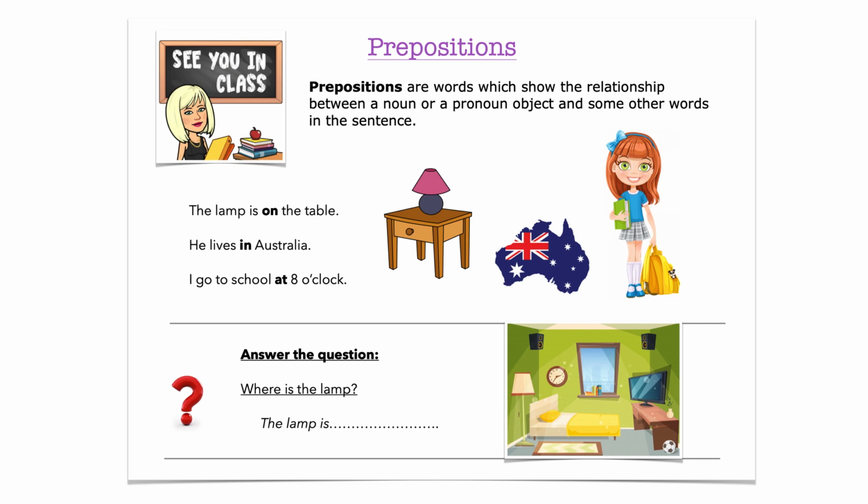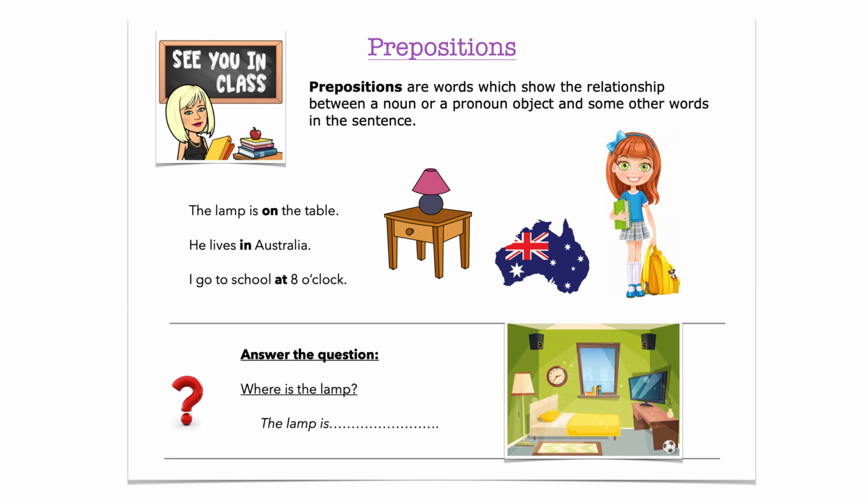So the prepositions are the words that show the relationship between a noun or a pronoun object like I, he, she, and some other words in the sentence. So we have words like table, Australia, 8 o'clock. Okay? So the prepositions are helping us to bring more meaning also into the sentence.